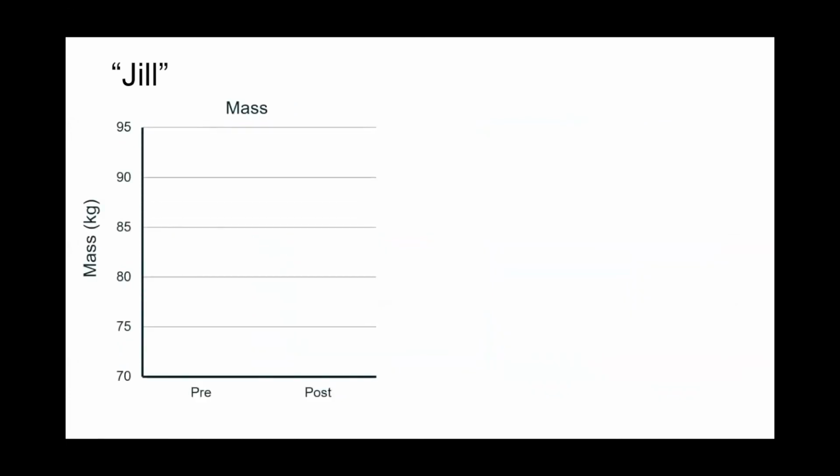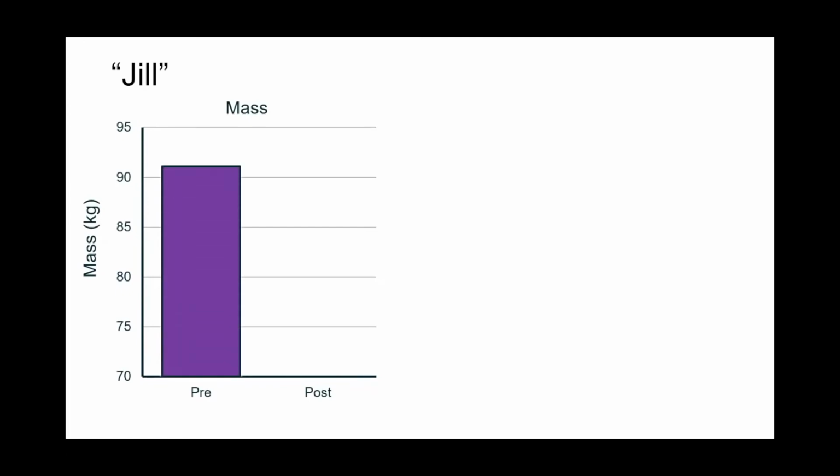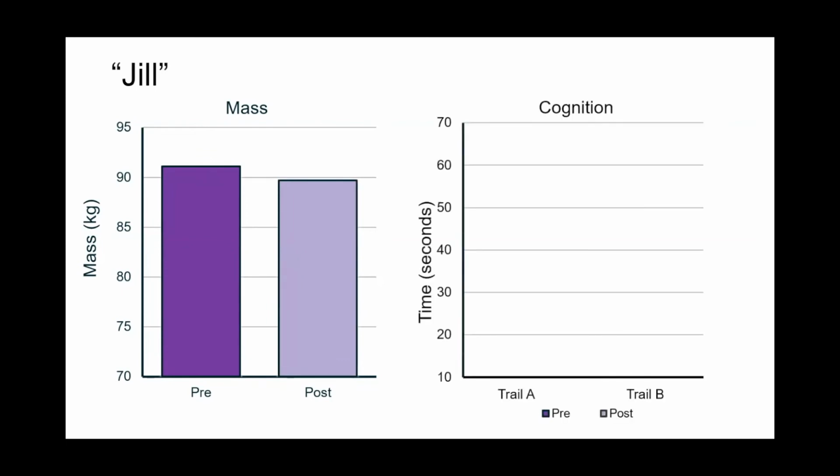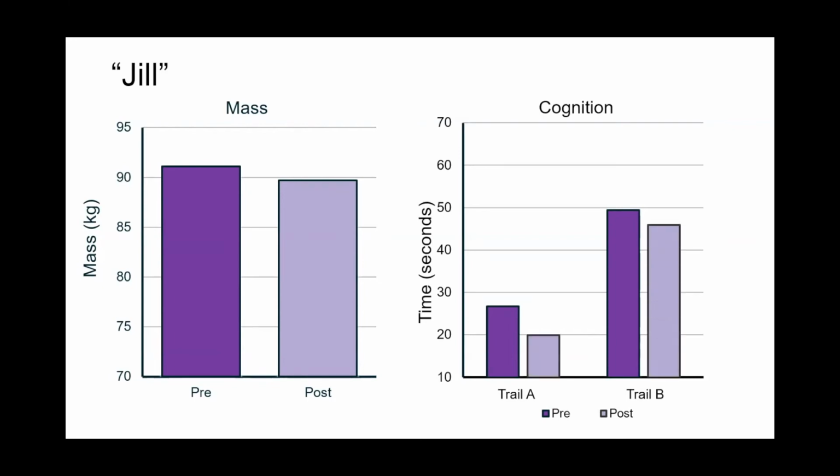We will be looking at the same areas for Jill. Before our program, Jill weighed in at approximately 91.1 kilograms, and after our program, she weighed in at 89.7 kilograms. For Jill's cognition, we did have her do the same cognition tests, trail making part A and trail making part B, and she finished those in 26.67 seconds and approximately 49 seconds respectively. She was able to slash those to 20 seconds and 45 seconds respectively.